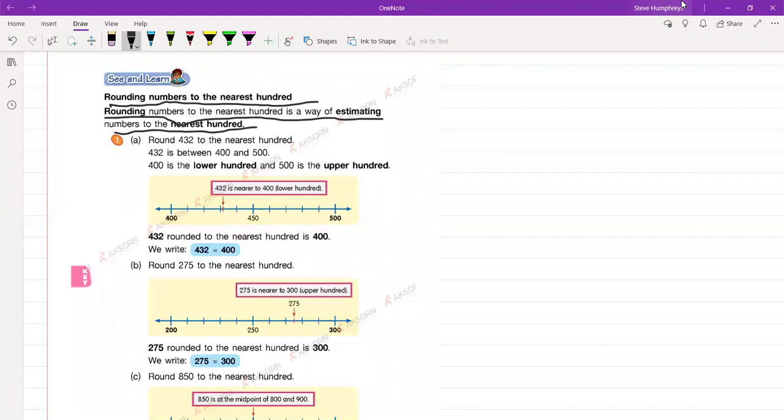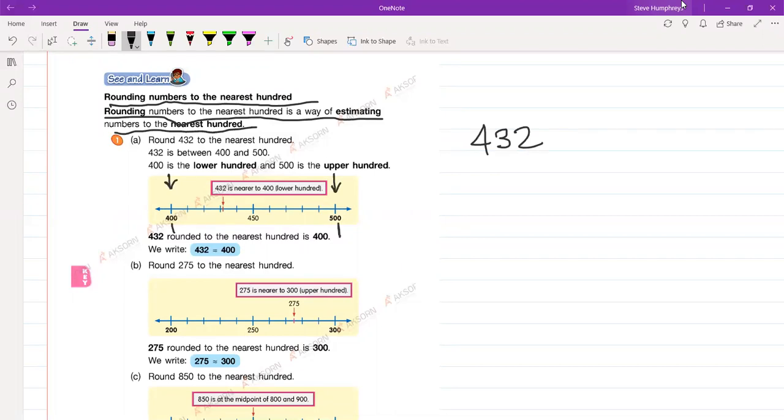This example here, number 1A, round 432 to the nearest 100. 432 is between 400 and 500. 400 is the lower 100, and 500 is the upper 100. Okay, there's 432.